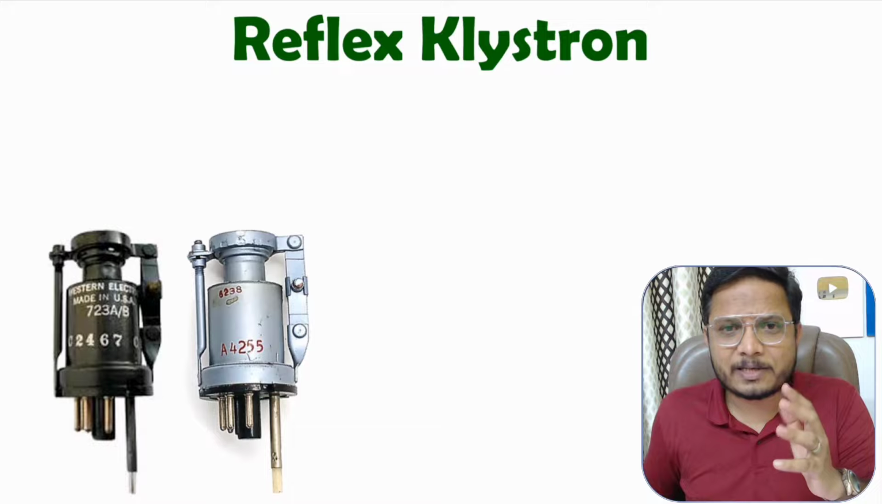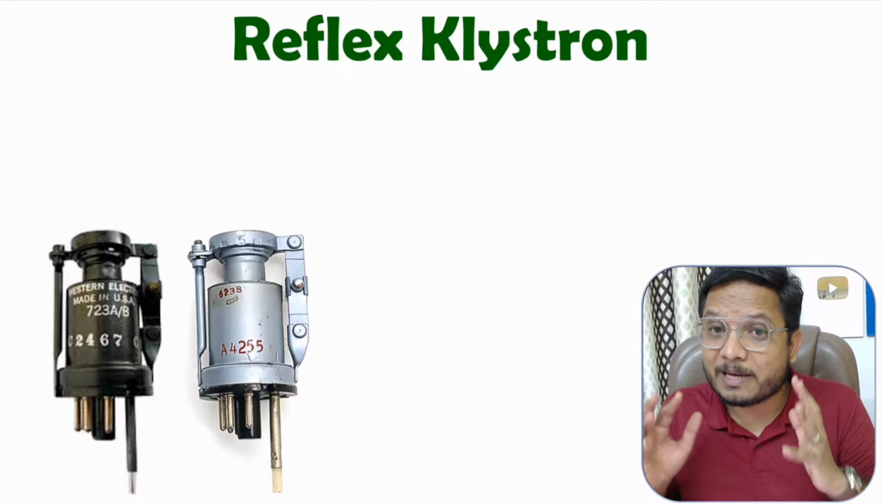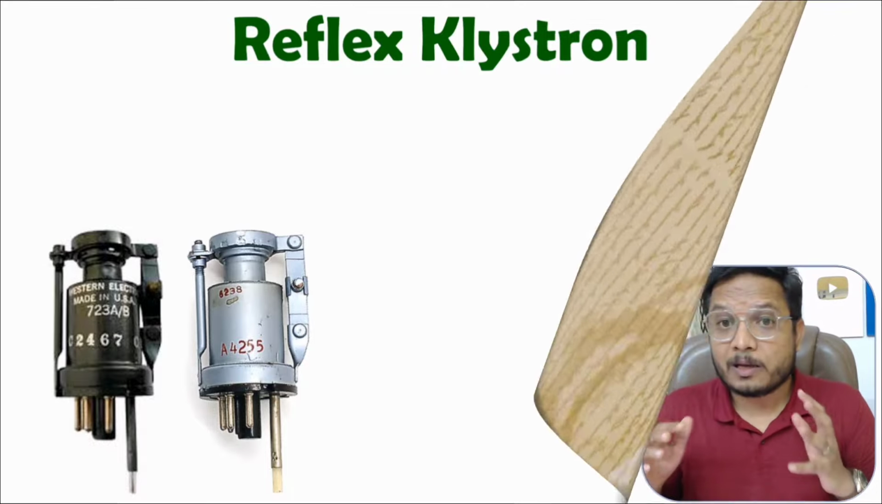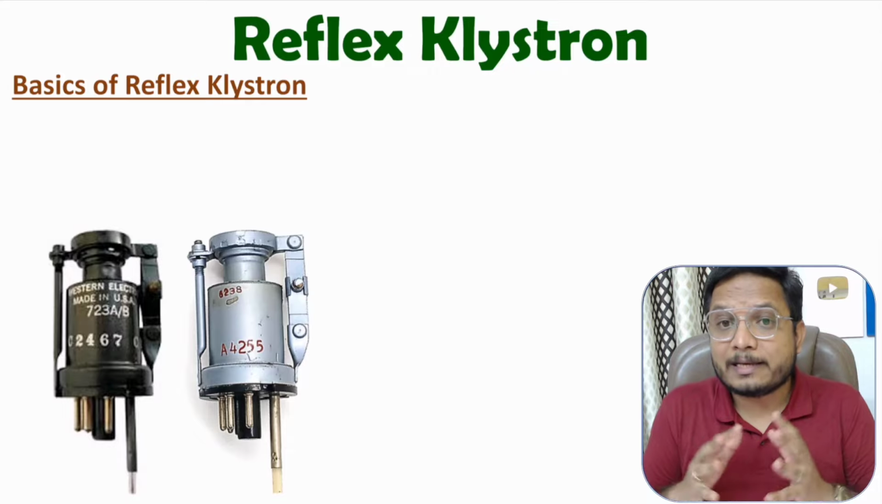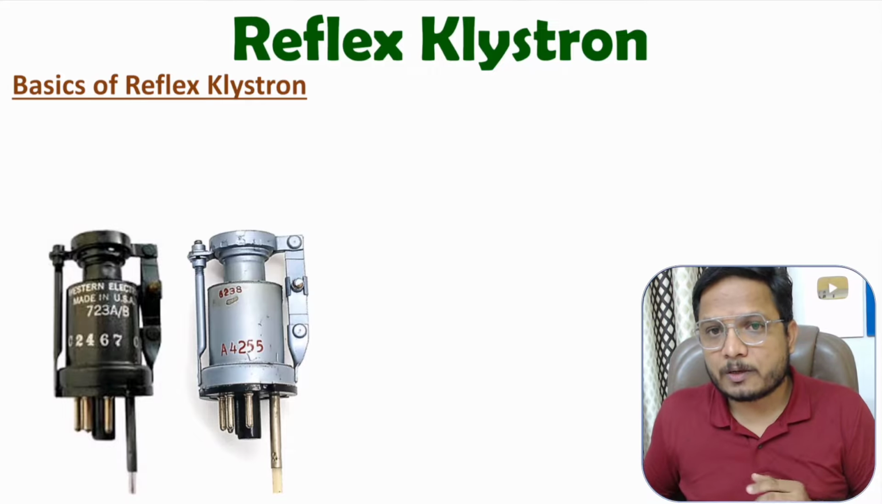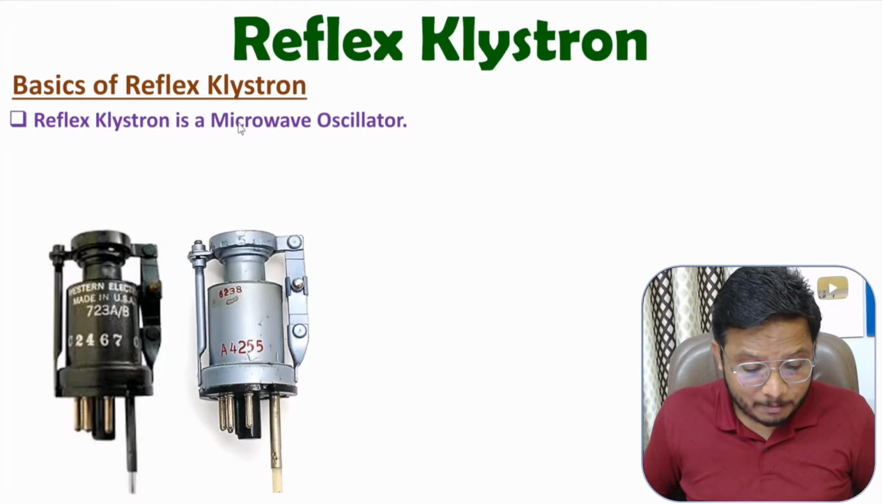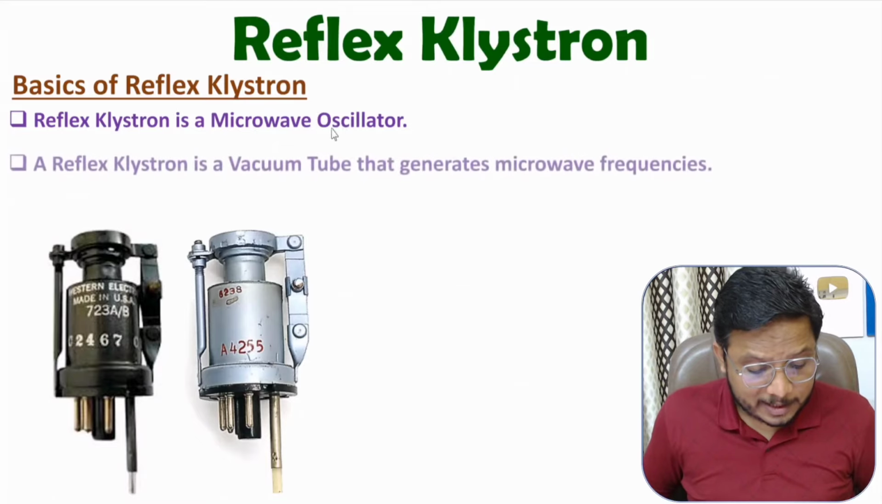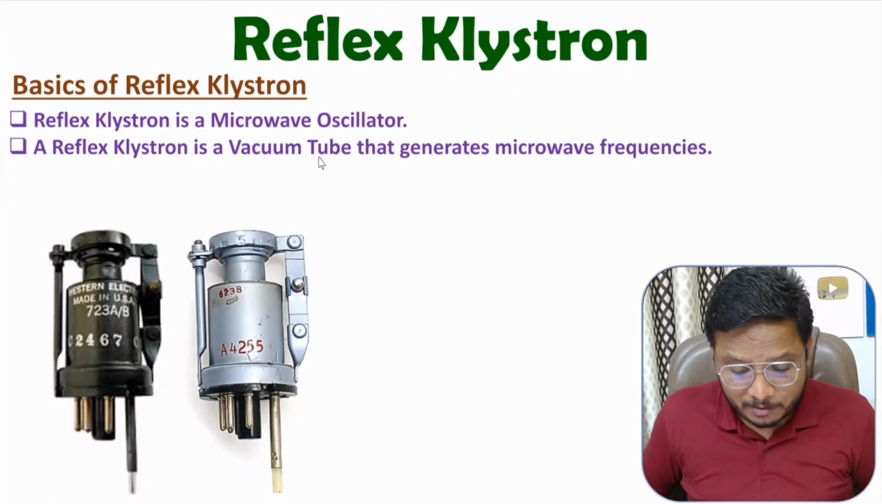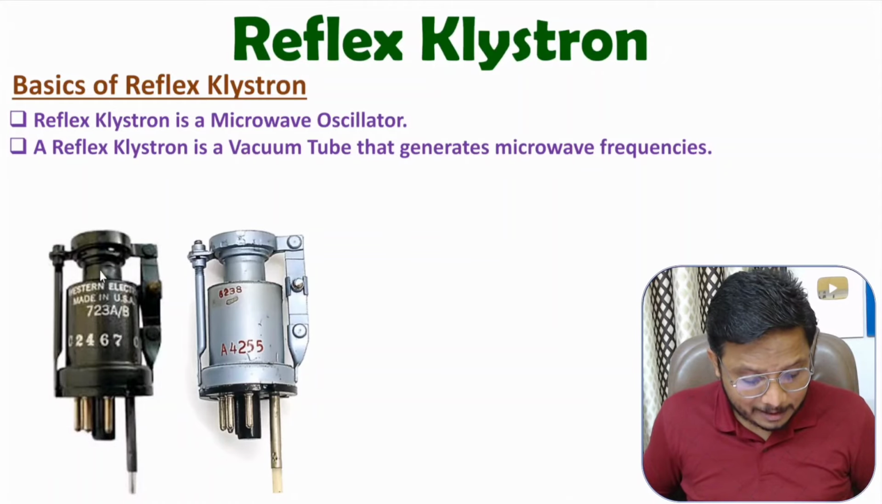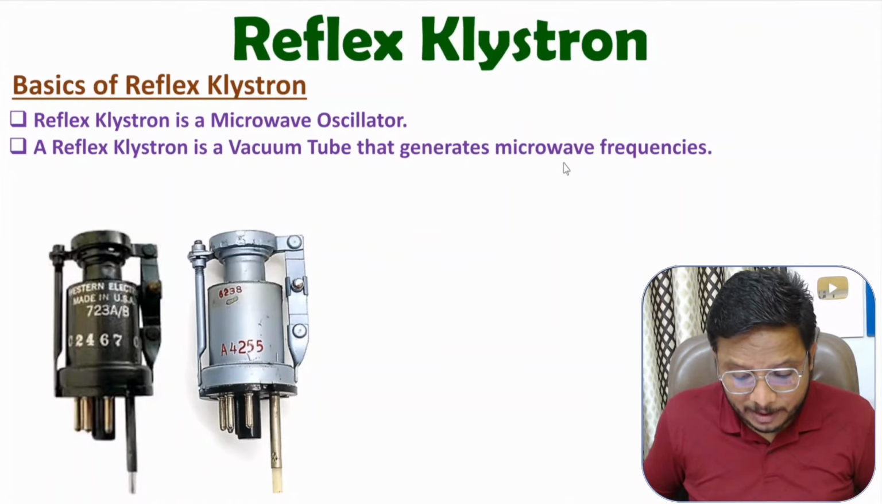So let us begin this session with first agenda, that is basics of reflex klystron. Reflex klystron is microwave source. So one should know reflex klystron, that we use it to generate microwave signal. So one can say reflex klystron is microwave oscillator. Reflex klystron is vacuum tube which generates microwave frequencies. So inside this structure, we have vacuum tube using which we generate microwave frequencies.